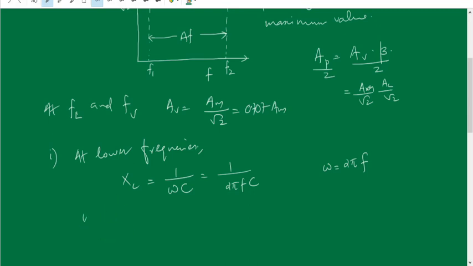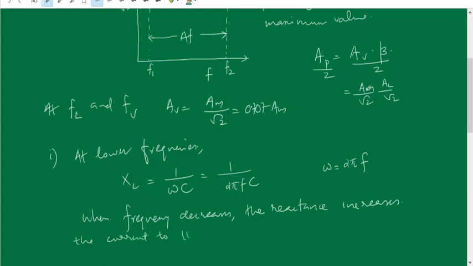So when frequency decreases, the capacitive reactance increases. So the current to the amplifier decreases. Okay, so hence the gain also decreases. Okay, so gain decreases like this.